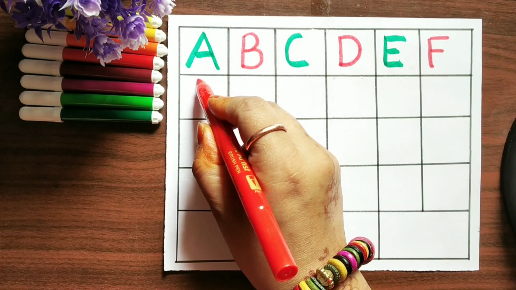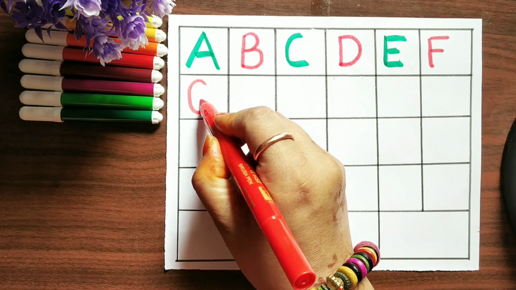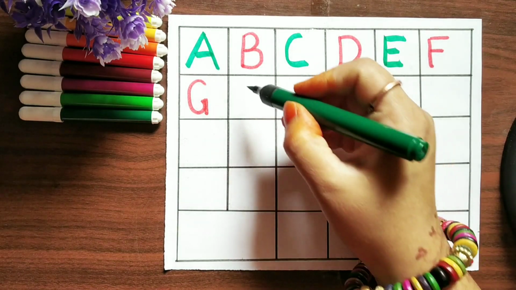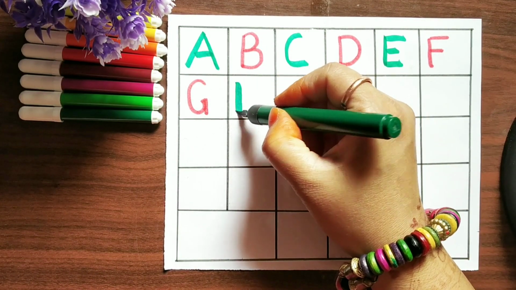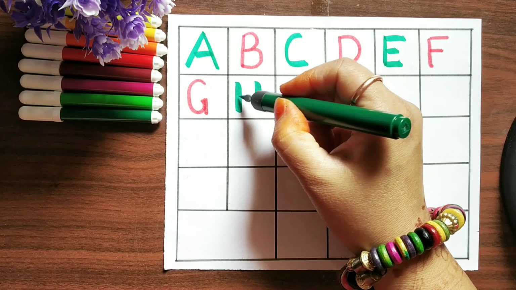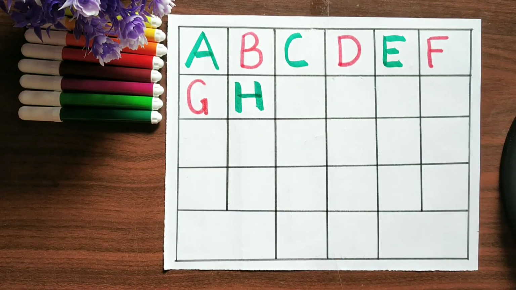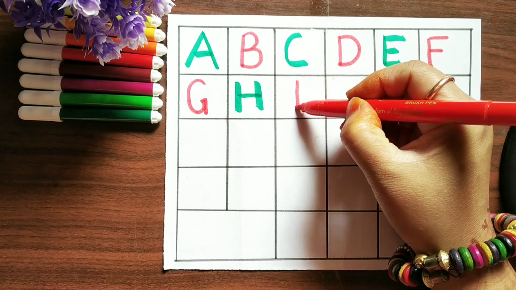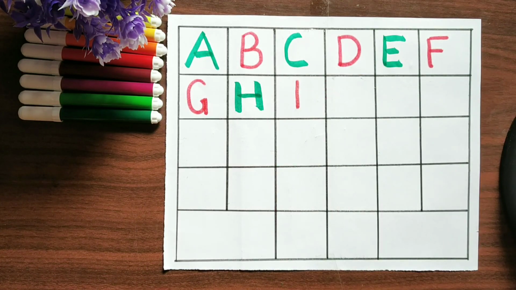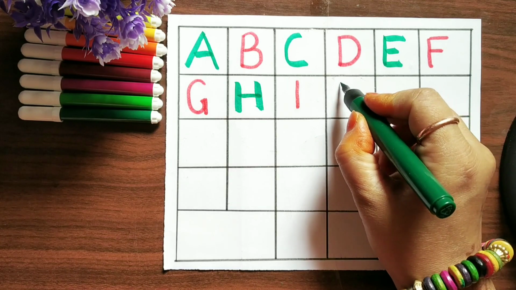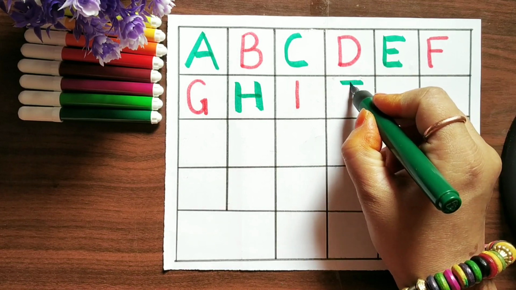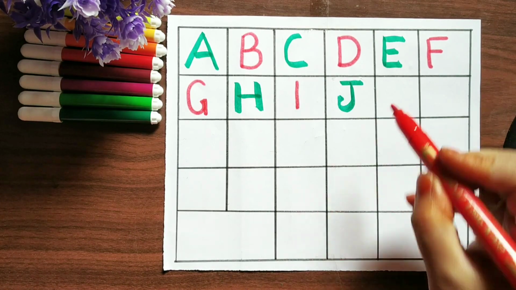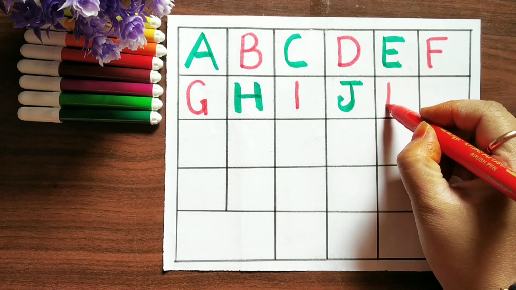Red color, G. G for guitar. G for guitar. Green color, H. H for hair. H for hair. Red color, I. I for igloo. I for igloo. Green color, J. J for jellyfish. J for jellyfish.